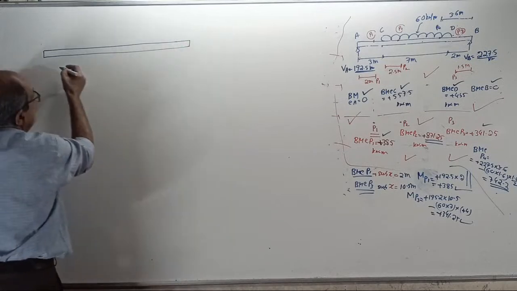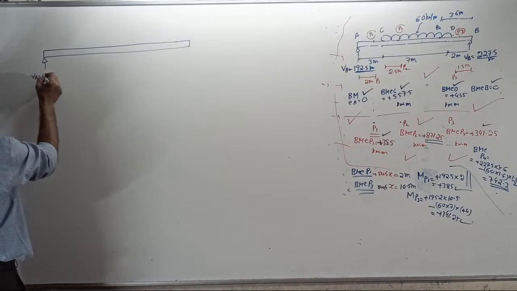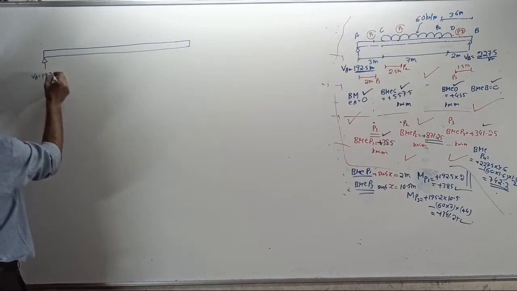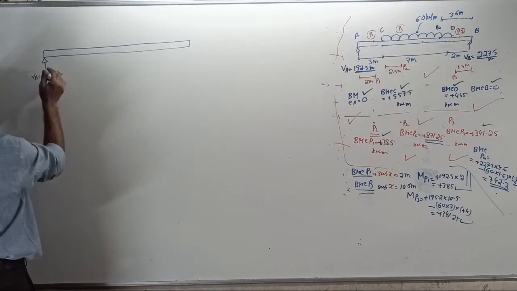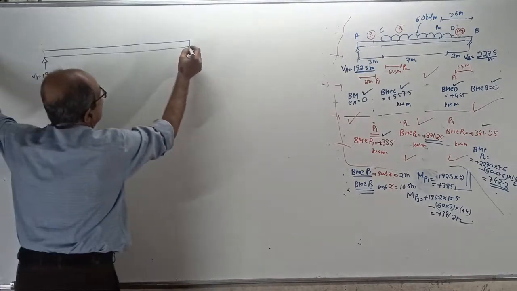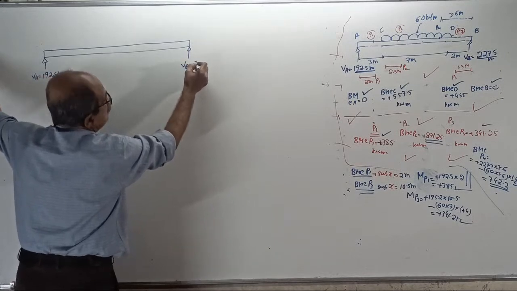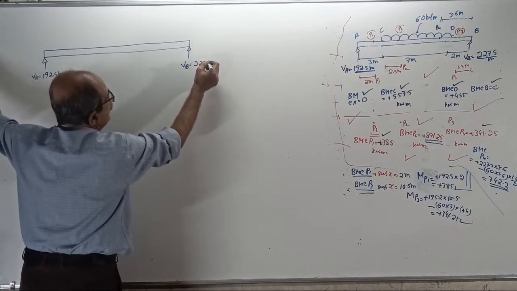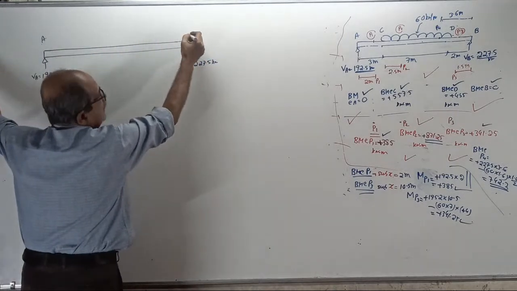Now, this reaction VA equal to 172.5 kilonewton. Oh, 192.5. Okay, print mistake. And this reaction VB equal to 227.5 kilonewton. See, this is A, this is B.